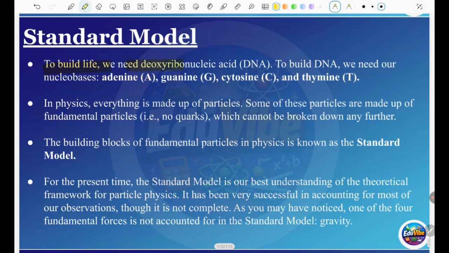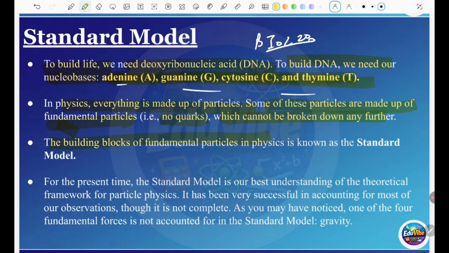To build life, we need DNA. To build DNA, we need nucleobases, which you already study in your Bio 20 class: A, G, C, T. In physics, everything is made of particles. Some particles are made of fundamental particles, like quarks, which cannot be broken down any further. The building blocks of those fundamental particles in physics are known as the Standard Model. We name this the Standard Model when we build the blocks of the fundamental particles in physics.